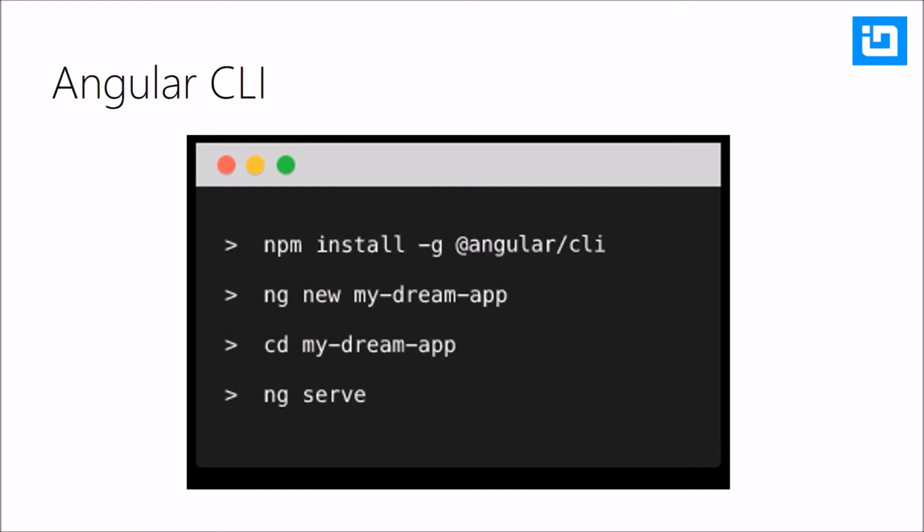Once Angular CLI is installed, you can create a new Angular app using ng new and give the name of the app whatever you want. Once that is done, change directory to that particular app, and to run on a local development server, just use ng serve. So these are the three commands you need at minimum to create an Angular project and run it on a local development server using Angular CLI.